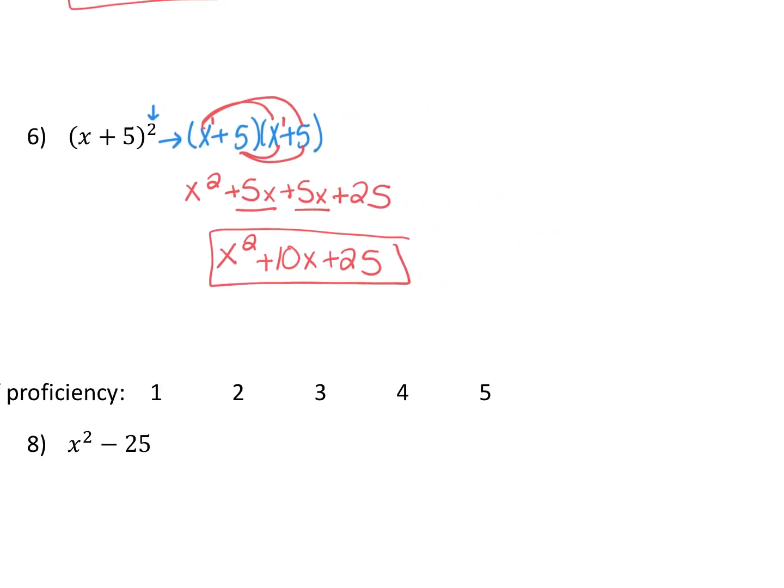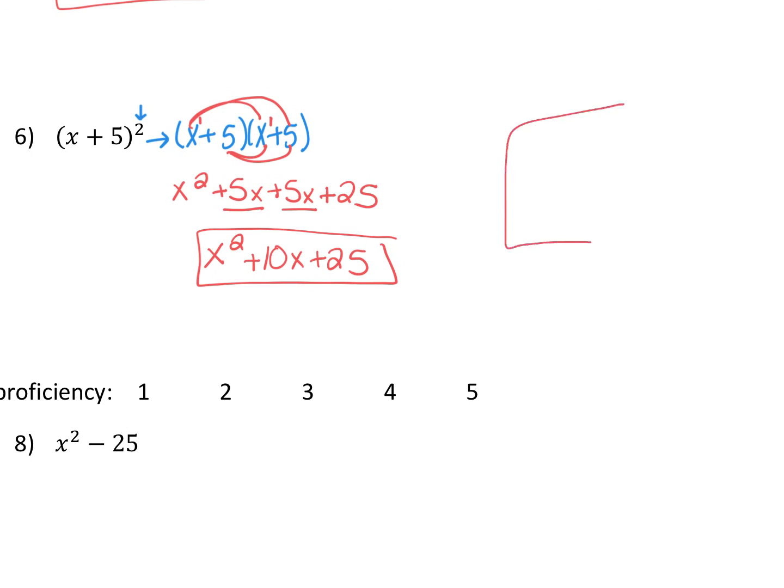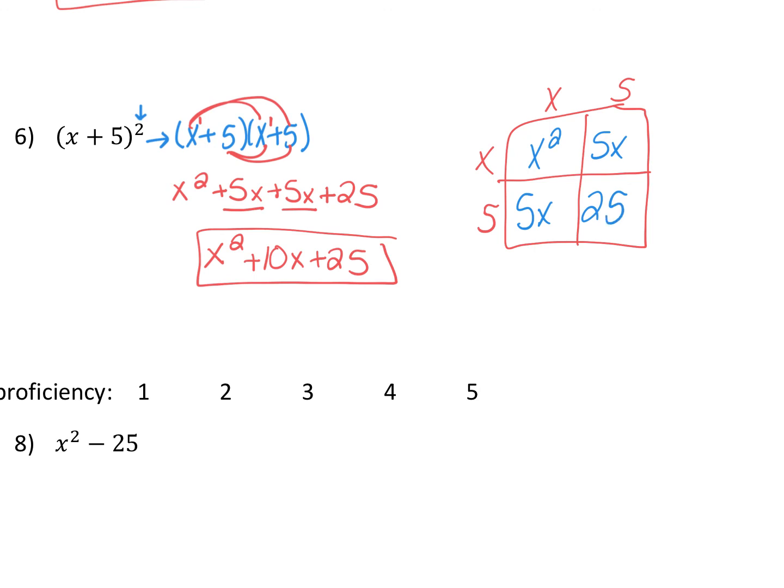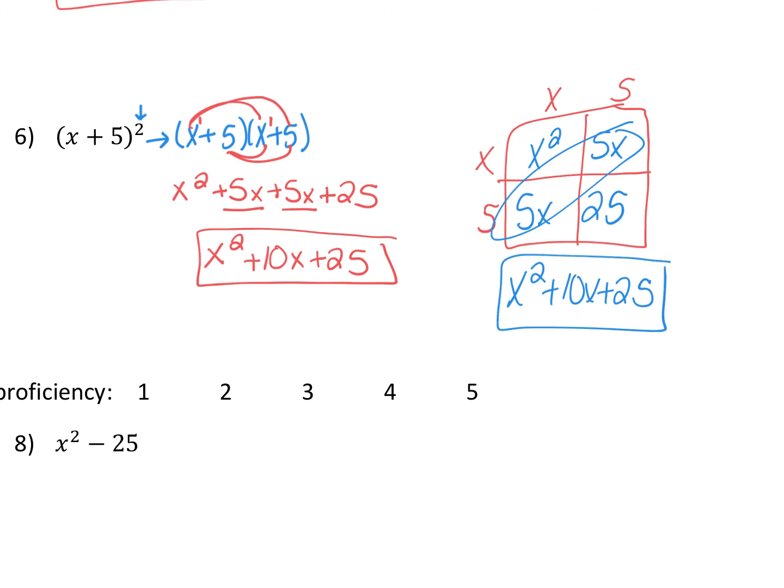Now, you could have also used the box method. I would put x plus 5 here and x plus 5 here. We don't even actually need to put the plus 5. We can just put 5 because we know 5 is positive. And then I would multiply. So x times x is x squared. x times 5 is 5x. x times 5 is 5x. 5 times 5 is 25. Add my like terms. And notice we get the same answer. So either method will work for multiplication, but we want to just choose one of them.